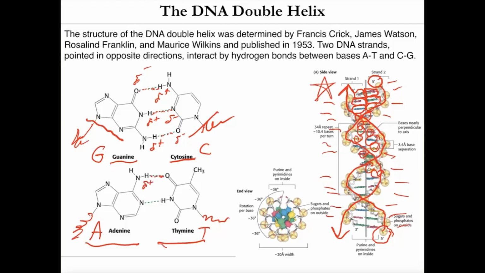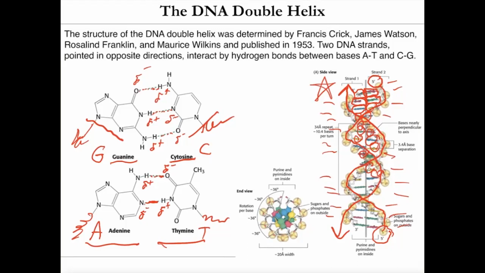So this partial positive charge will interact with that partial negative charge, and this partial negative charge will interact with this partial positive charge to form these hydrogen bonding interactions. These are very weak interactions, but if you have a DNA strand that's many thousands or millions of bases long, that can be a pretty strong interaction, and that's what actually forms this DNA double helix.